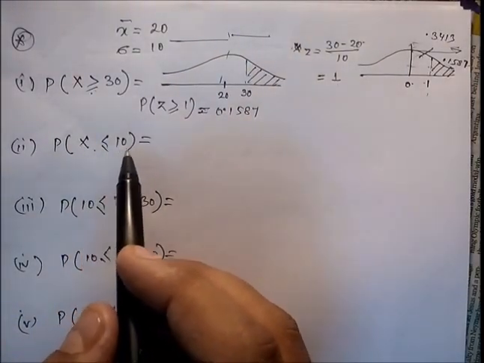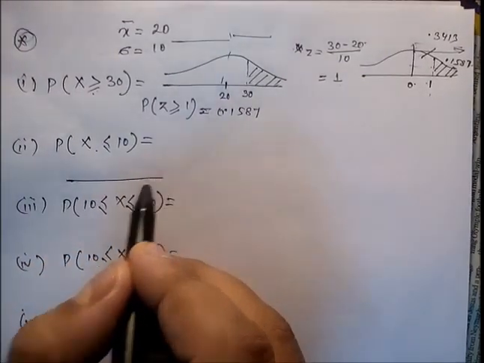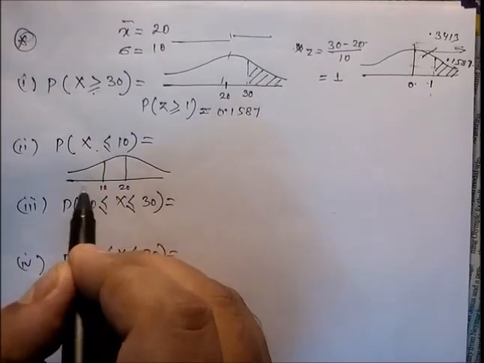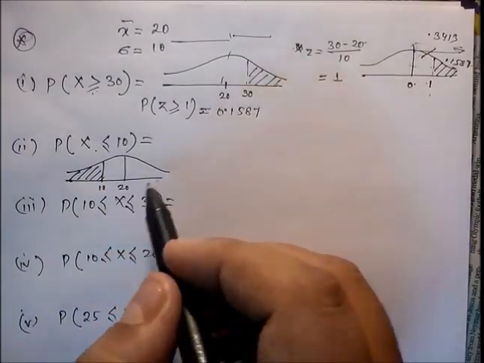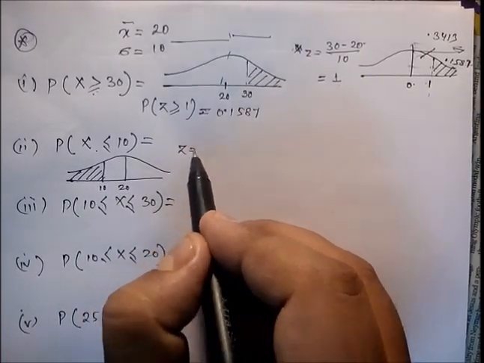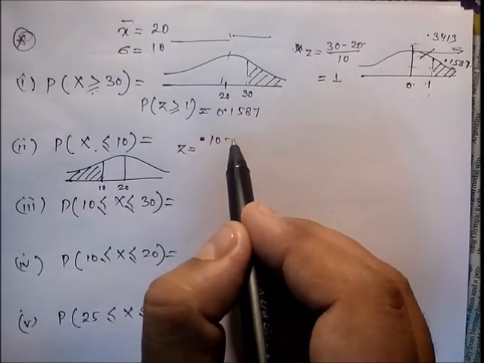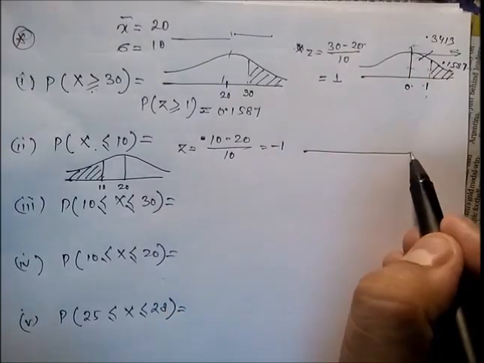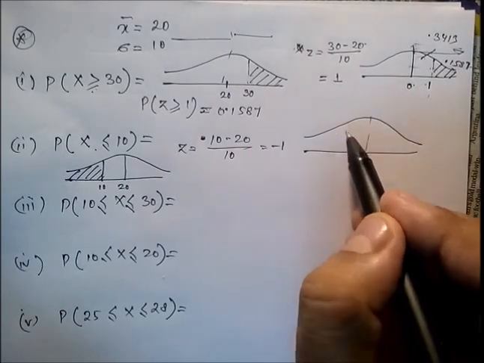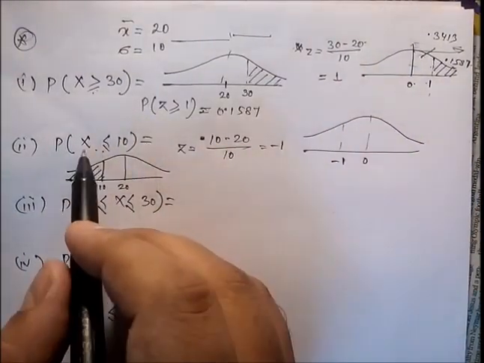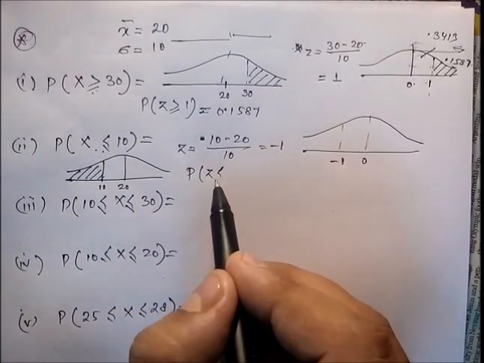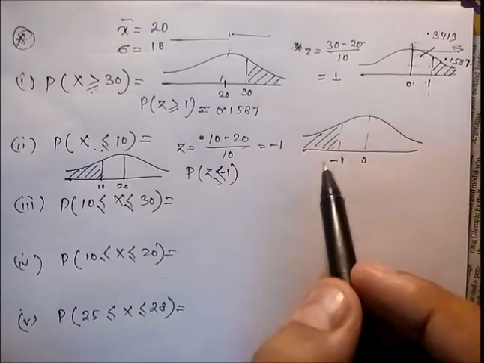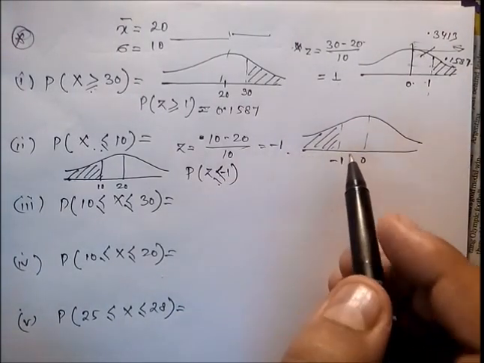Similarly, probability of x less than 10. The mean is 20, and this is 10. Less than 10 means this particular area, so you have to convert this into z form. z is equal to 10 minus 20 by 10, so it is minus 1. So x less than 10 means probability of z less than minus 1. Since it is less than, the left part is the required area.